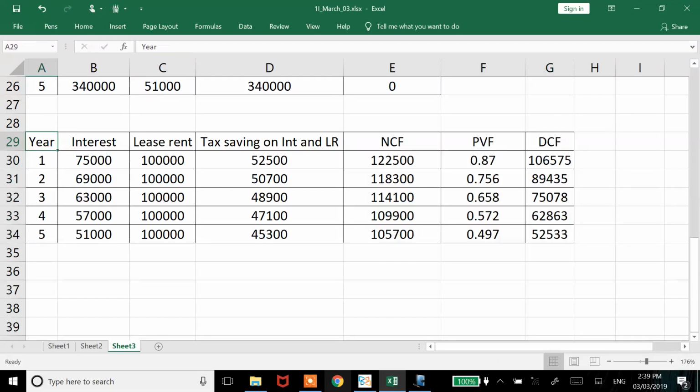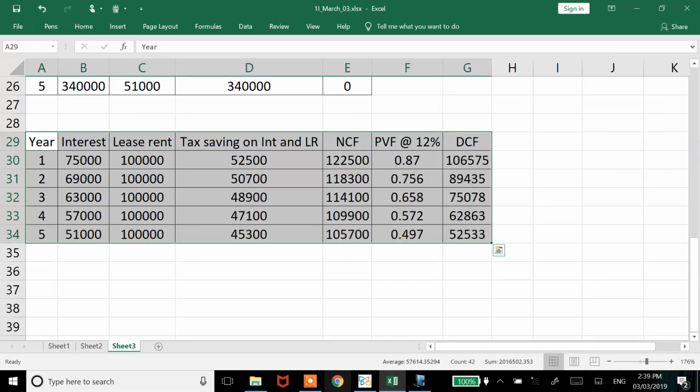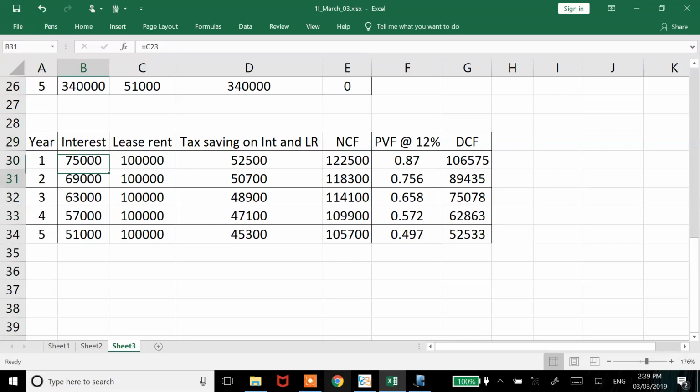Year, interest, lease rent. I'll give a note on why principal is ignored. Year, interest, lease rent, tax saving on interest and lease rent, NCF, PVF and DCF. Only thing is, take care of tax. Tax part, if you end up making a mistake, it becomes a problem. Otherwise, it's fine. Whatever way we want to show.